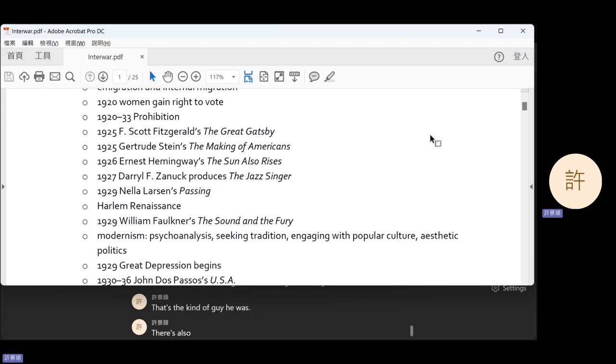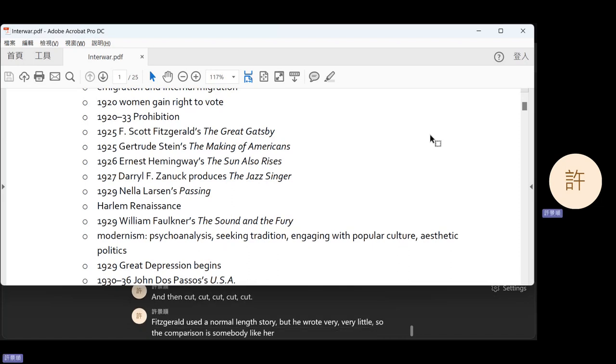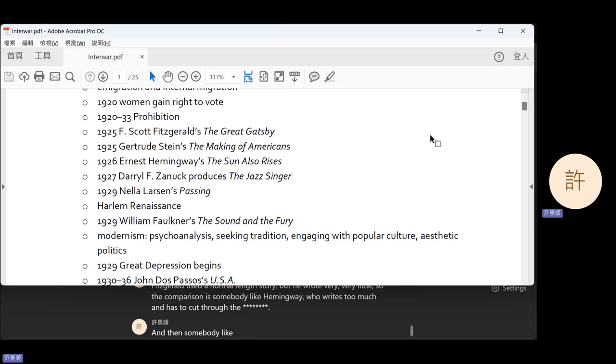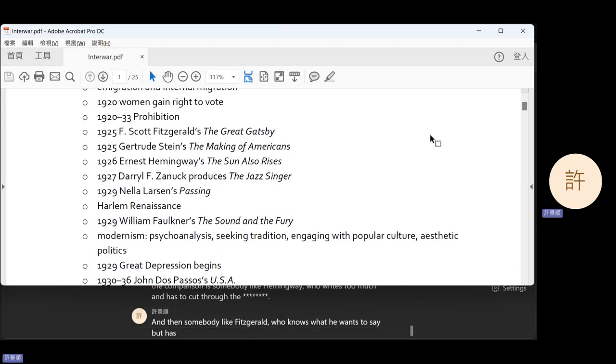There's also a story about Hemingway and Fitzgerald. They had the same editor. Hemingway, he wrote a lot. Even though his stories are short, he wrote a lot and then cut. Fitzgerald used a normal length story but he wrote very, very little. So the comparison is somebody like Hemingway, who writes too much and has to cut through the bullshit, and then somebody like Fitzgerald, who knows what he wants to say, but has a hard time finding the right words. Very interesting comparison.